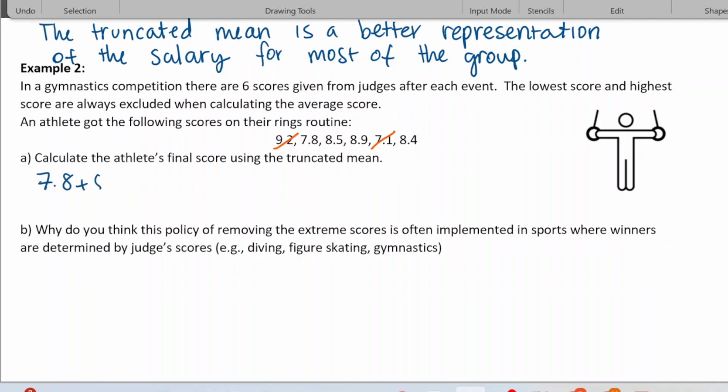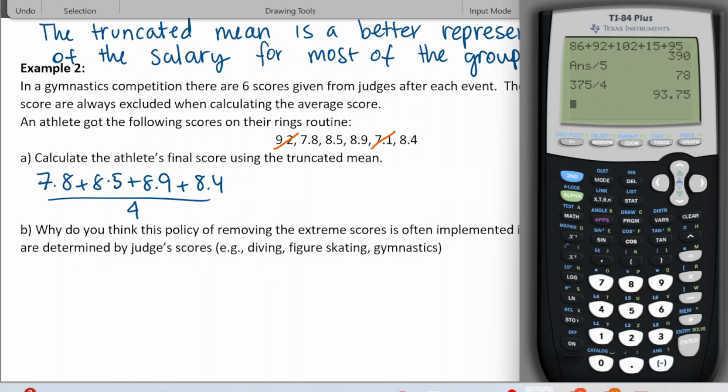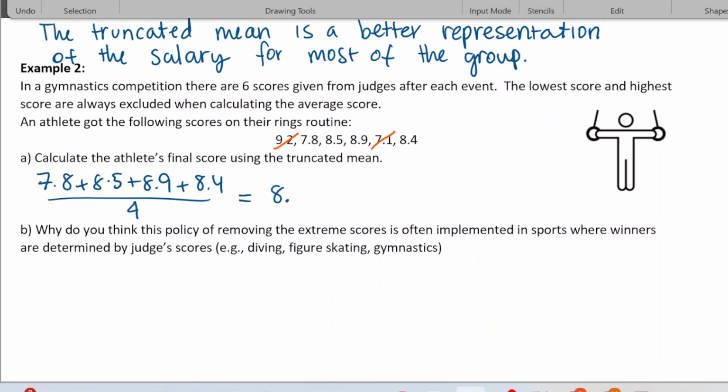7.8 plus 8.5 plus 8.9 plus 8.4. We're going to add all of those up and then divide by 4. Let's do that. So 7.8 plus 8.5 plus 8.9 plus 8.4. We get 33.6, and let's go ahead and divide that by 4 because there are 4 points here, 8.4. So this is the athlete's score.